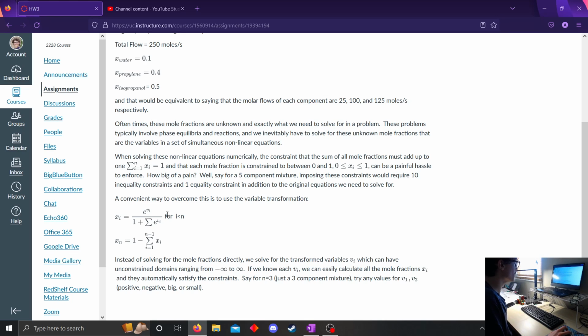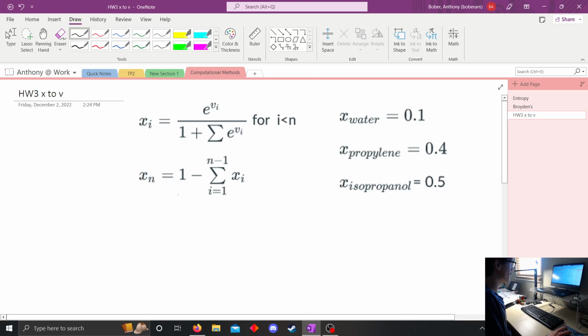So we're just going to be looking at how do we solve for v in terms of x? Because right now, if we have our v's, we can get our x. But we want to know if we have our x's, how do we find out what our v's are? So we want to go from x to v.